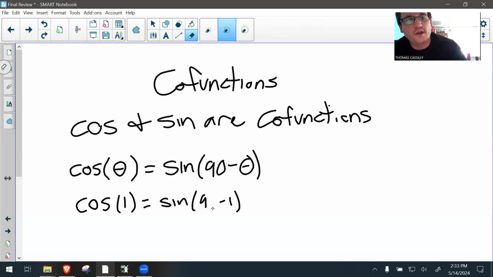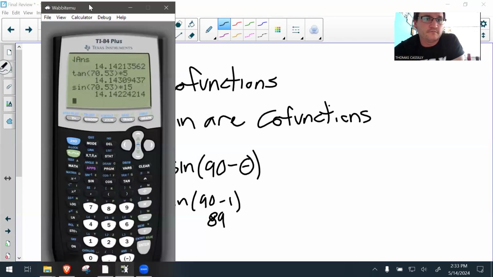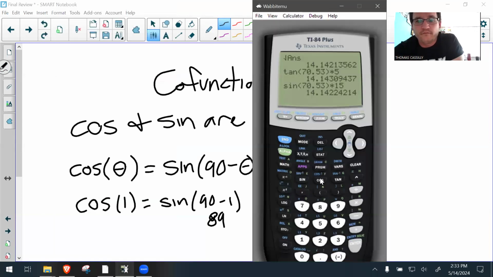All right, so for example, the cosine of 1 is equal to the sine of 90 minus 1, which is 89. All right, so if you want me to prove that, which it wouldn't be a math class if I wasn't proving something, let's just confirm that. The cosine of 1 degree, it's going to be some decimal, right? Probably small. All right, so 0.999847. If I type in the sine of 89, I'm going to get that same exact decimal, right?